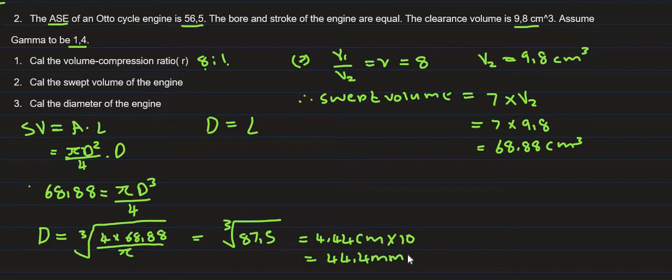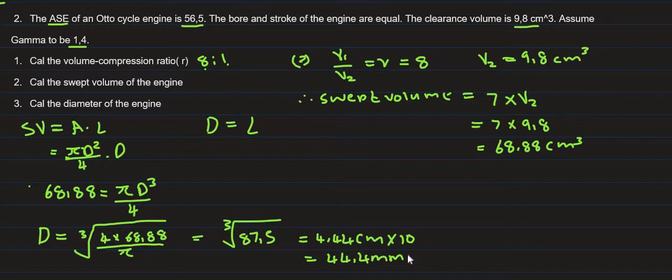So, question number 2. Determine the air standard efficiency of the Otto cycle engine. The fuel number like 56.5. The bore and the stroke of the engine are equal, so the diameter equals the stroke length. The clearance volume is 11.98 cm3. Assume gamma is 1.4. Then calculate the volume compression ratio.